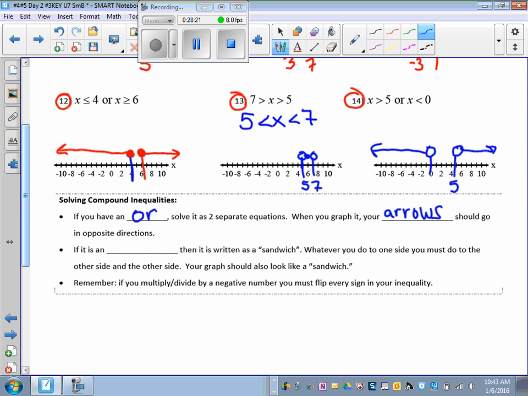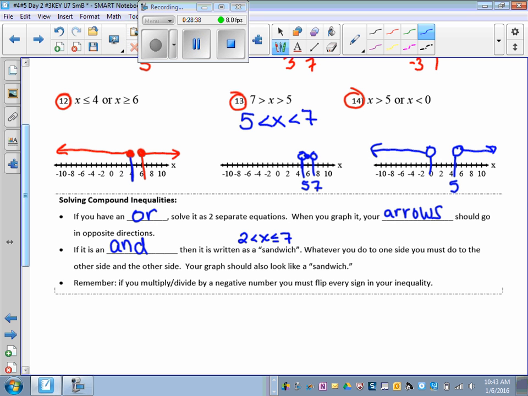What we're doing now is we're solving. So once you get your solution, make sure we go in opposite directions. If it is an and statement, then it is written as a sandwich. So like 2 is less than x, which is less than or equal to 7.